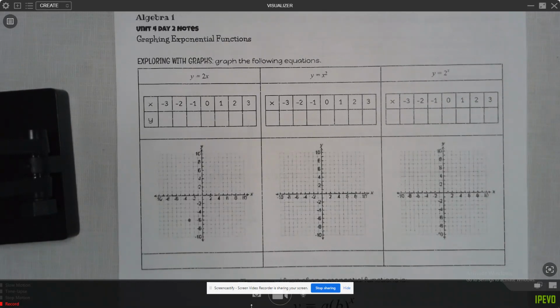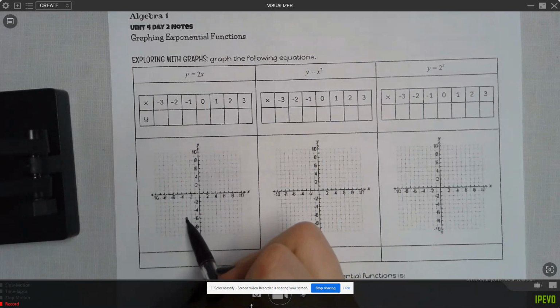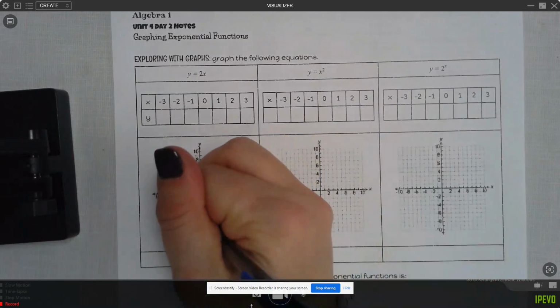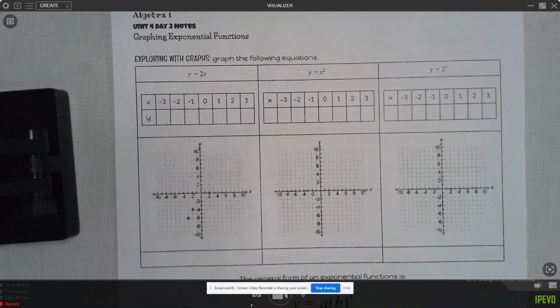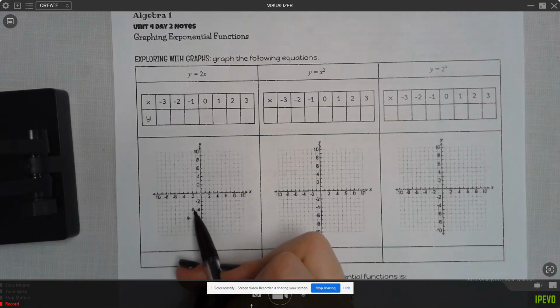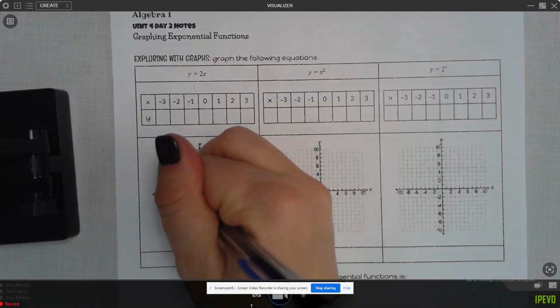Now, I want you from this point to go up 2 boxes and to the right one. So up 2, to the right one. So from this point we graph -3, -6. Go up 2 boxes to the right one. I want you to do it again. Up 2 boxes to the right one.